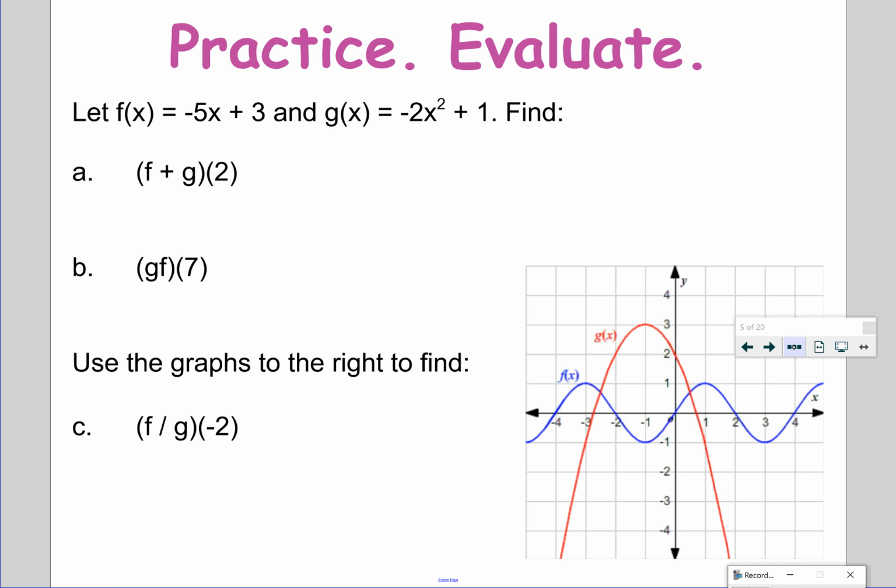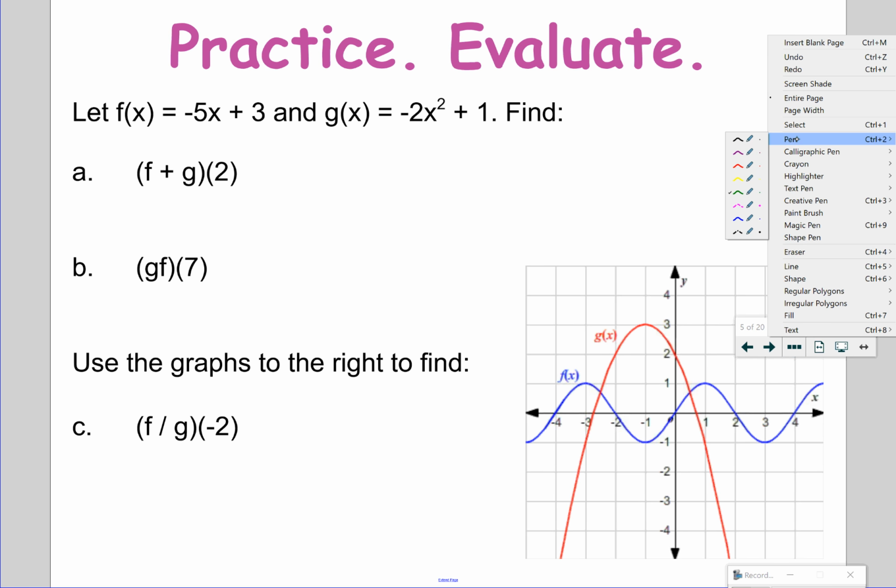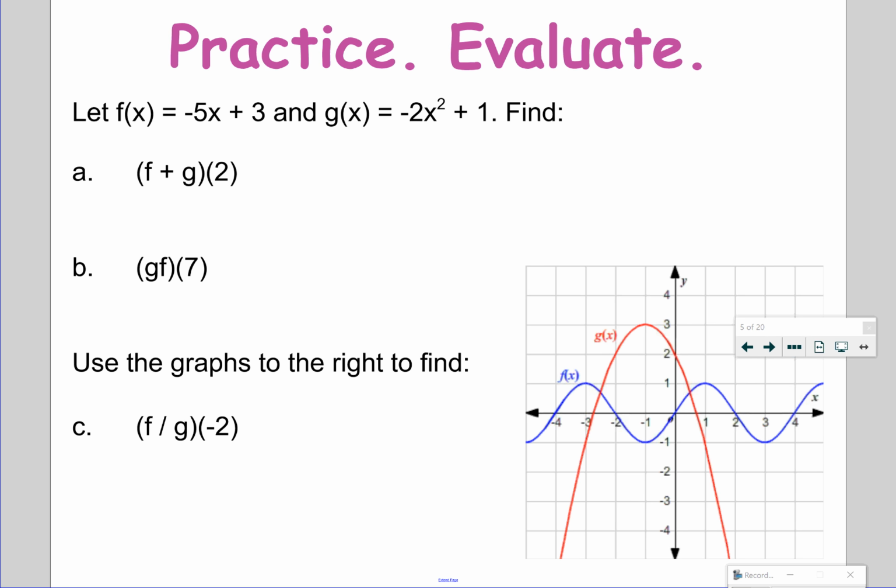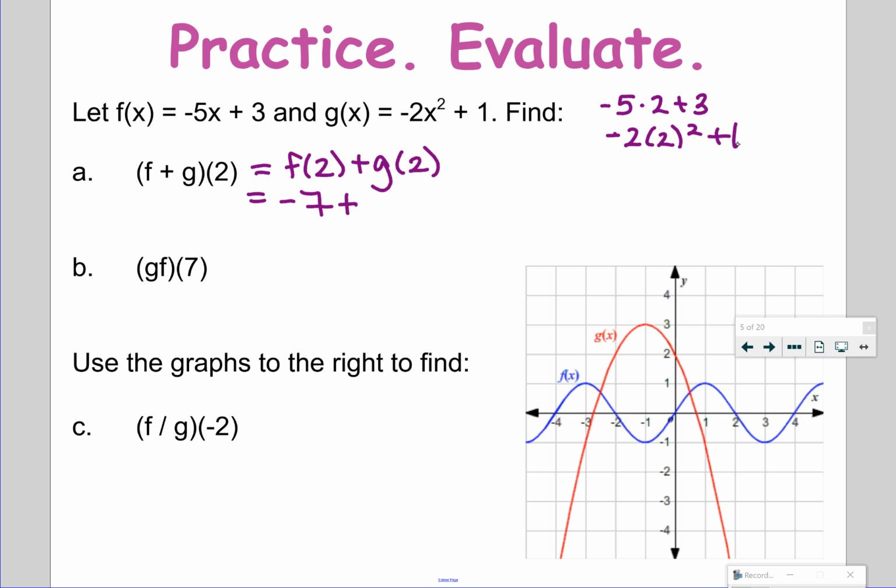Okay, so in the first one, I'm going to find f of 2 plus g of 2. And to find f of 2, I'm going to do that off to the side here. That would be -5 times 2 plus 3. That should have been -7. G of 2 is -2 times 2 squared plus 1. And you can always use your calculator to help you with these if you need to. 2 squared gives me 4 times -2 is -8 plus 1 is also -7. If I add those together, I get -14. That should have been your final answer for that one.